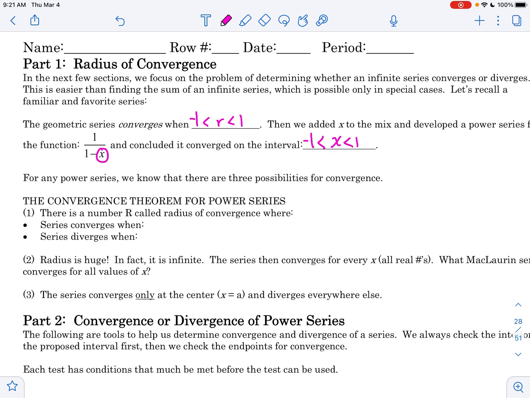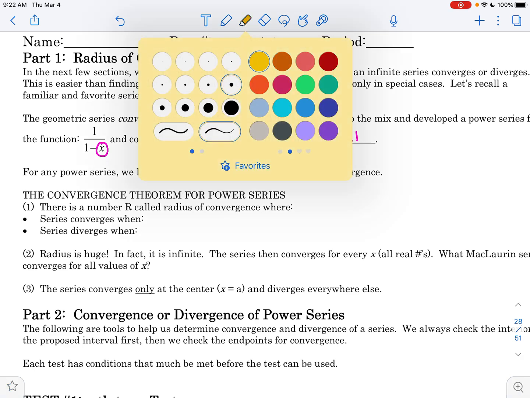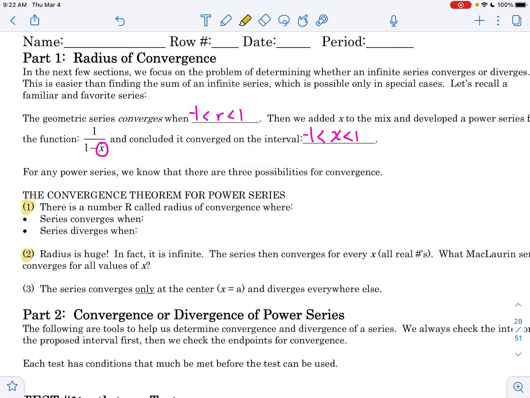And so for any power series, there are 3 instances in which the possibilities for convergence can be determined based off of whether the radius of convergence is an interval like you see in the geometric series, or does it converge for all real numbers, or maybe it's so bad that it only converges at the center. I'll highlight the 3 different conditions that can result: case 1, case 2, and case 3.